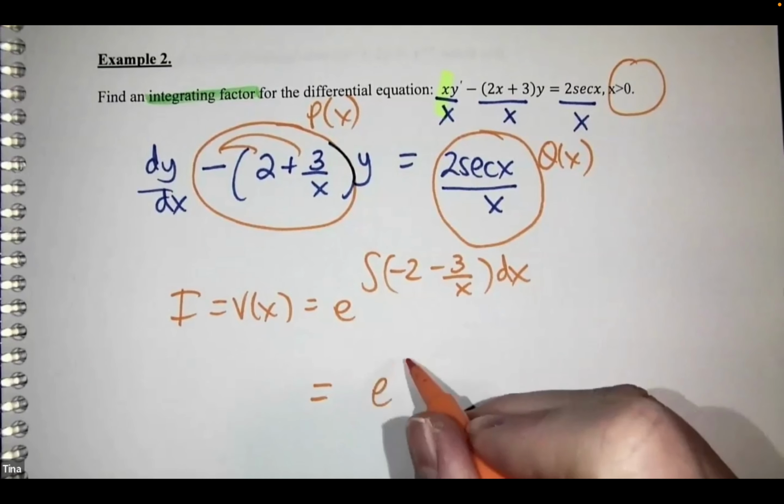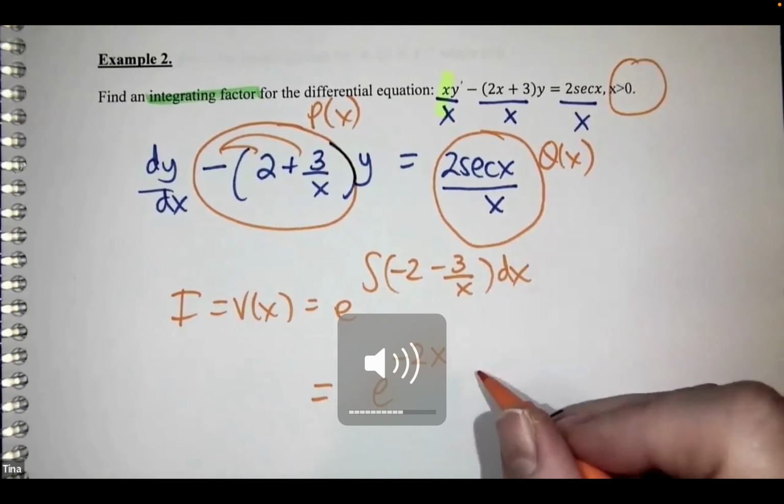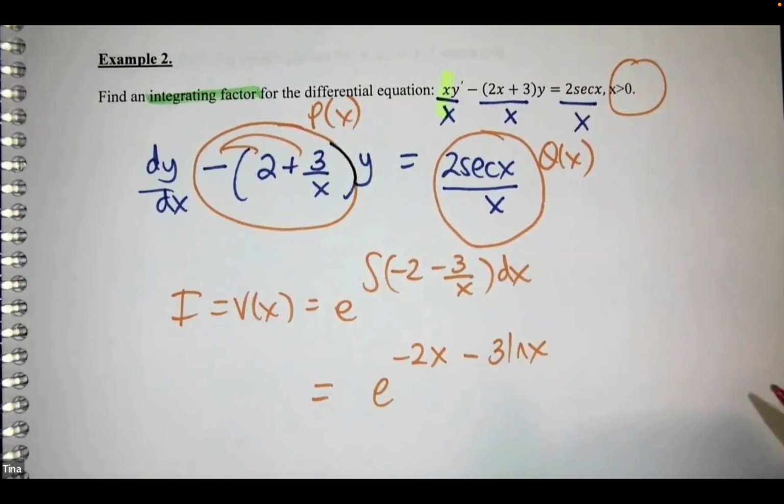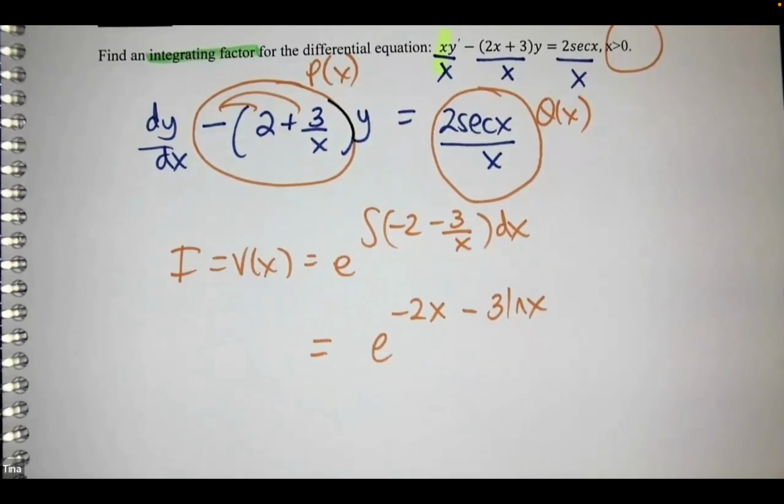And x is positive. So we got e to the negative 2x minus 3 ln x. Now, given what we did in the last few, can you try and think of how you can simplify this? You want your integrating factor to be as simple as possible.